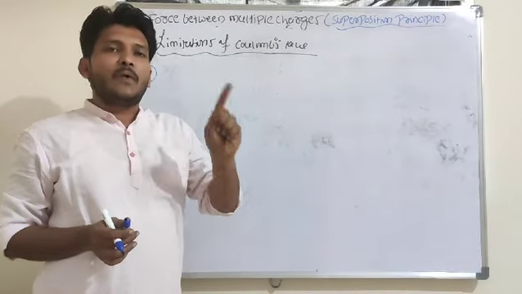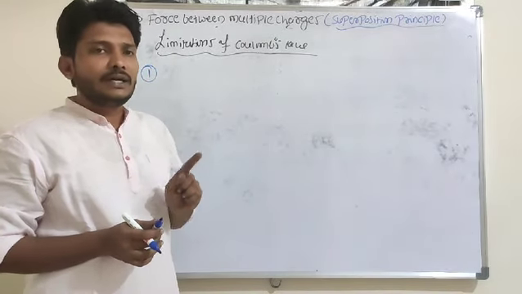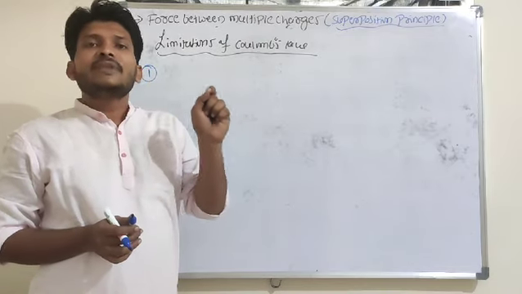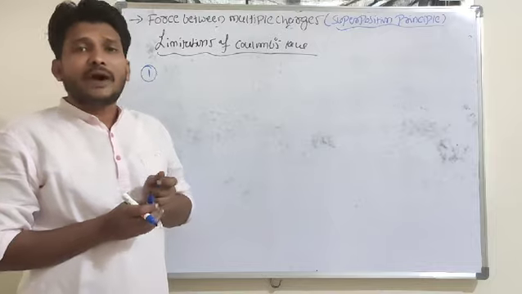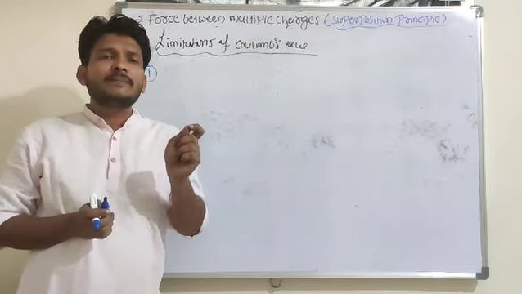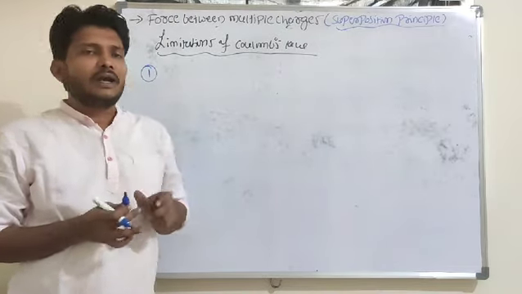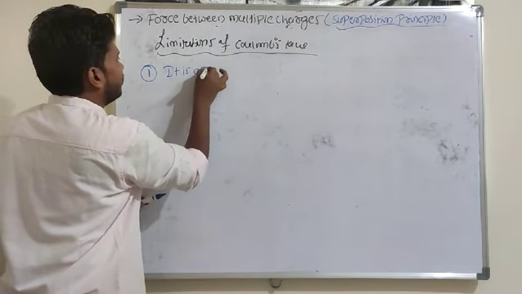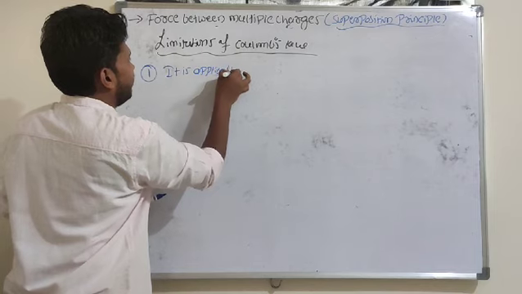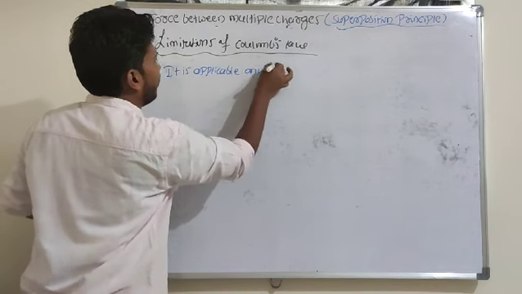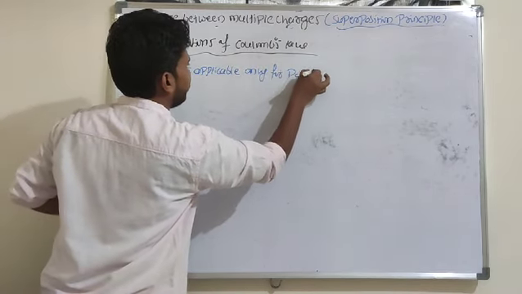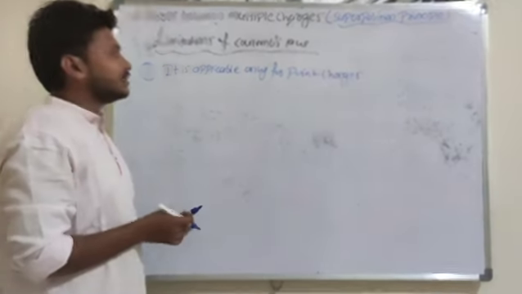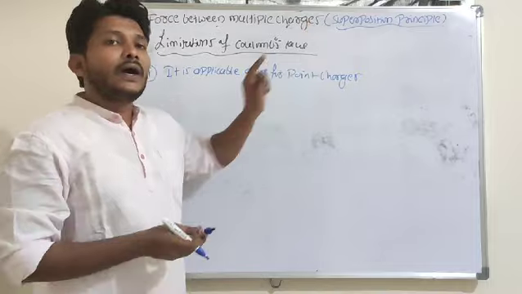Limitations of Coulomb's law. The first limitation is that Coulomb's law is applicable only for point charges. What is meant by point charges here? A point charge means its size is very small, I will consider. So it is applicable only for point charges. What is the first limitation here? It is applicable only for point charges.